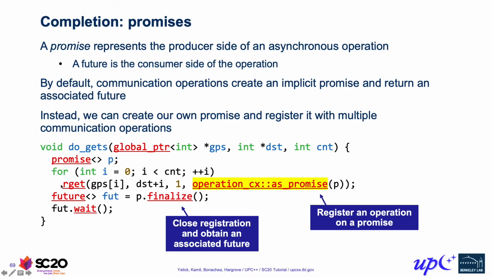And then we launch a number of rget operations providing the same promise object. Now, we do need to wrap this promise into a completion object so that it meets the right interface for rget. So in particular, here we're asking for the operation completion event, and we are asking for that to be provided as a notification on a promise.